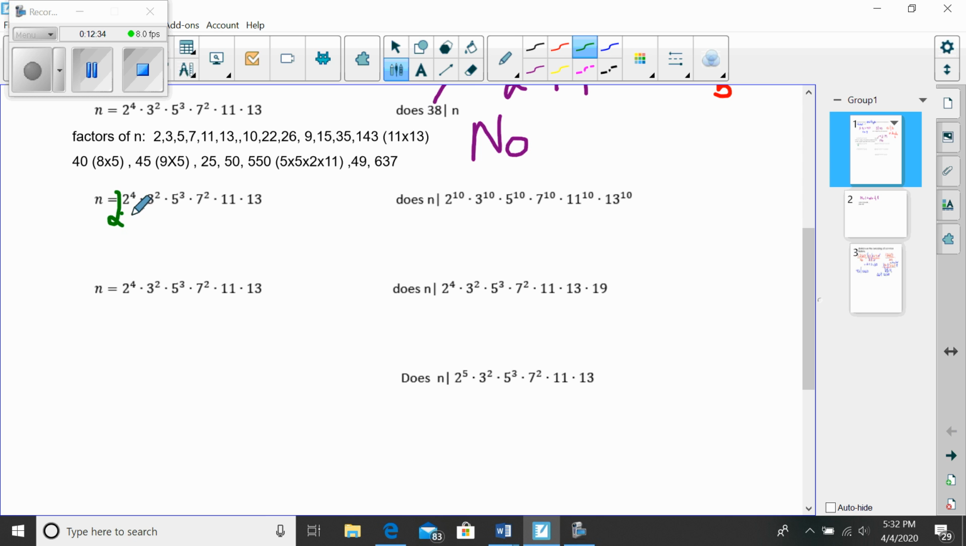Well, how do I express 2 times 2 to the 4th? 2 to the 1st times 2 to the 4th is just 2 to the 5th. And so I ask that down here: does n divide this? And so now if I have n, which is 2 to the 4th, times all the rest of this, 3 squared, 5 cubed, 7 squared, times 11, times 13.